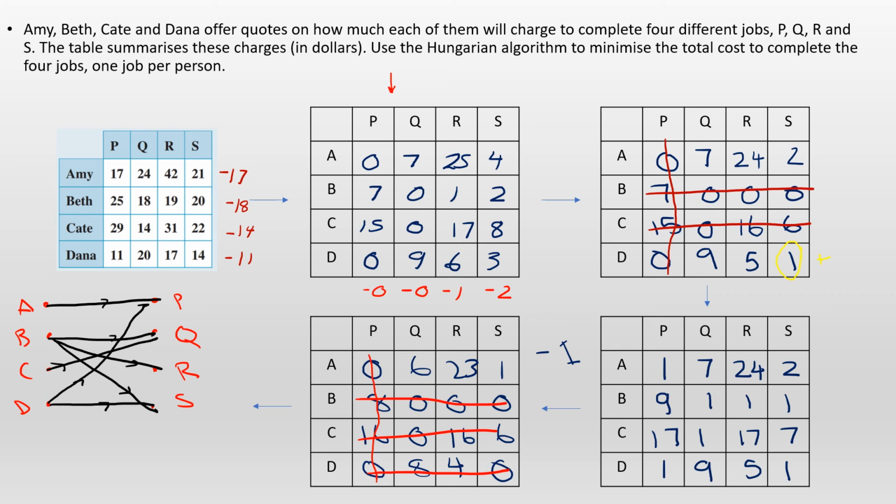Last thing to do is just to simply allocate them now to a task and therefore work out the overall cost. So for Amy, she only has an arrow to P, so that's definitely the job that she has to do.